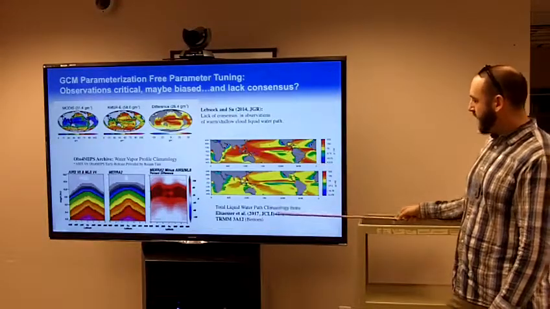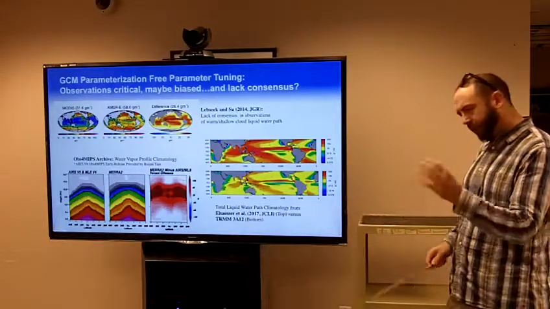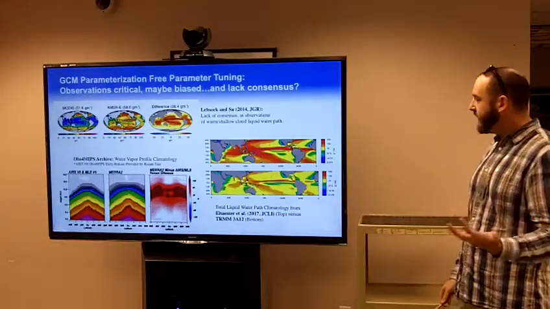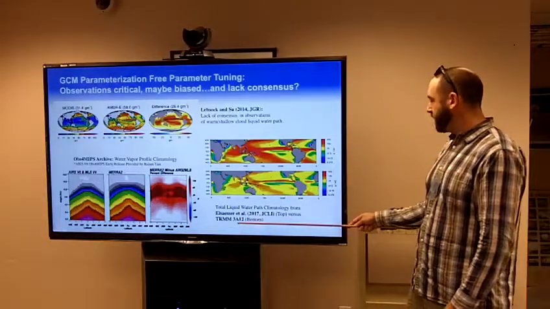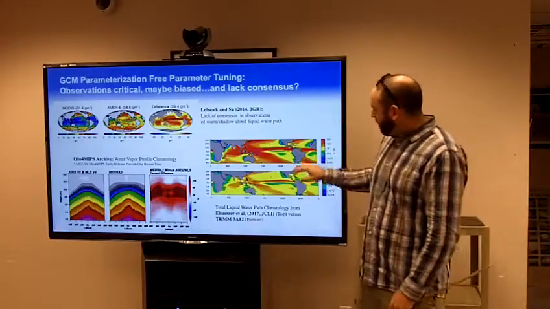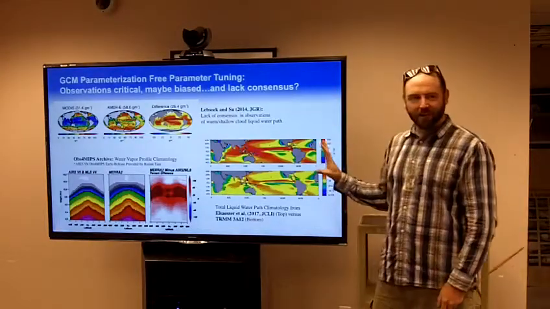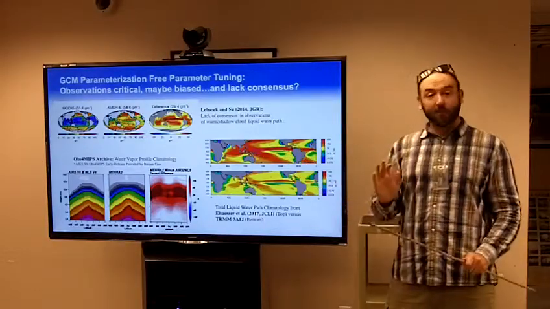Here's one that I was involved in making, this total liquid water path product. It takes into account the amount of cloud water and rainwater in the atmosphere over the oceans. And this other well-used one, the TRMM cloud water product. And I made a map. And if you look at the differences, over the same time periods, you see these huge biases, and they're not even constant.